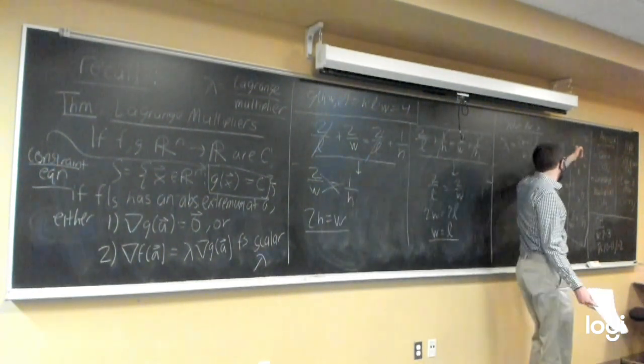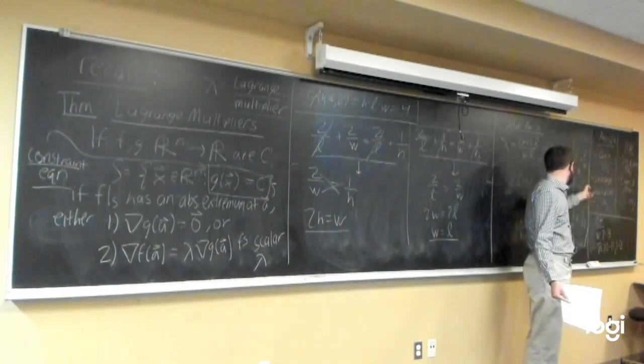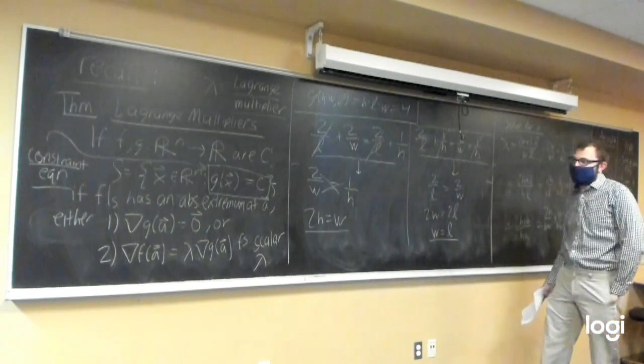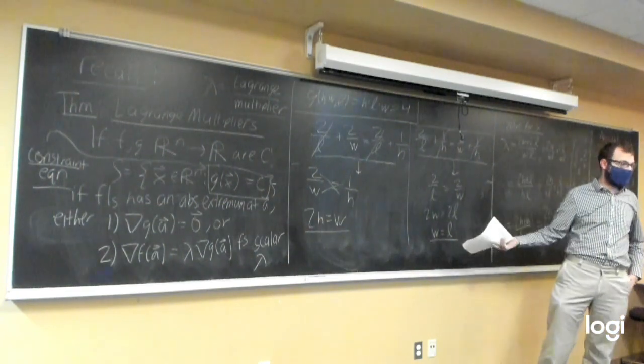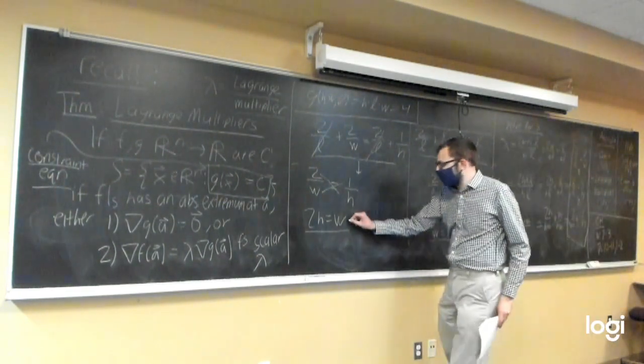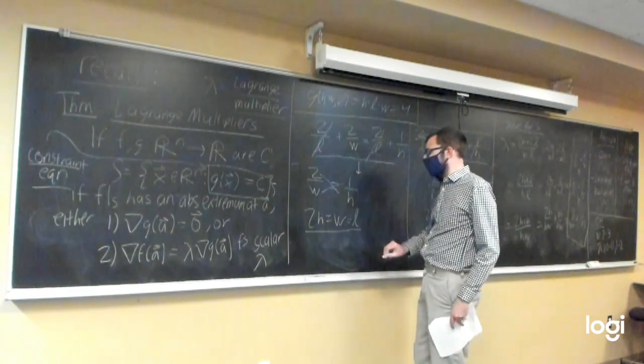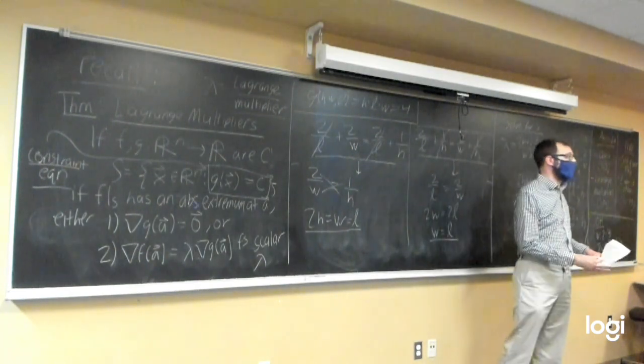Just to let you know, if you set the first and third of these equal to each other, you're going to end up with L is equal to 2h, which is something we already have from these other two equations. Width and length are going to be equal, and they're both going to be double the height of our box.